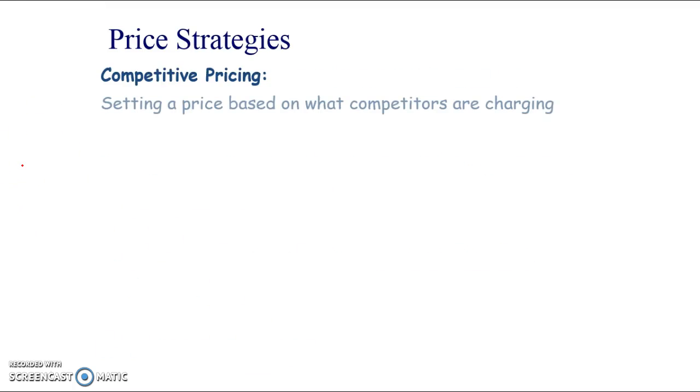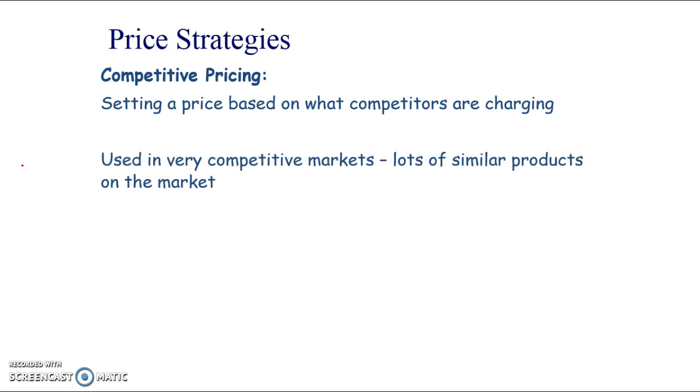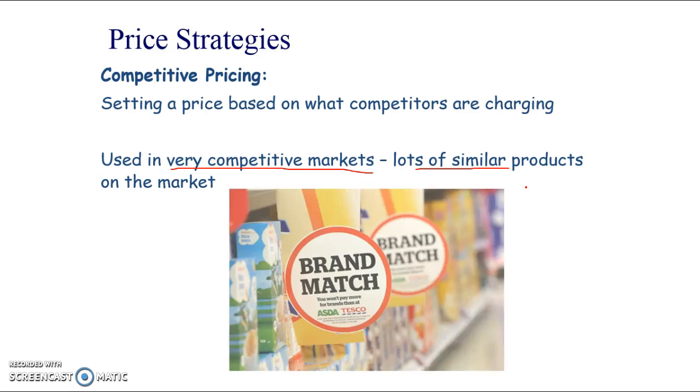So competitive pricing is where you set a price based on what competitors are charging. And this is used in very competitive markets where there are lots of very similar products, so there's not much difference between those products, and customers are what we call quite price sensitive. So price is going to be a really important factor in deciding whether the customer is going to buy the product or not. And we've seen that with supermarkets and the products that they sell. There've been lots of price wars going on between different supermarkets.